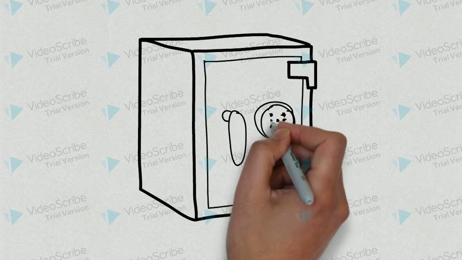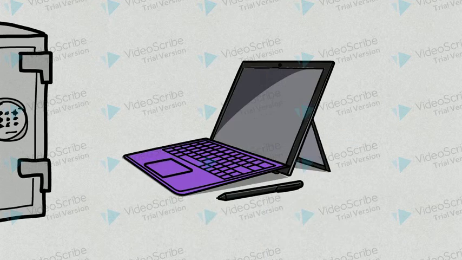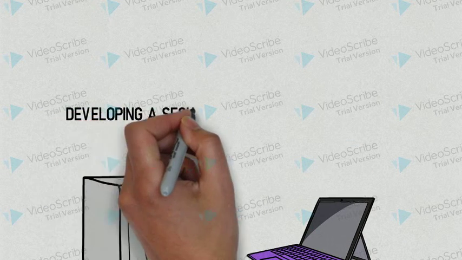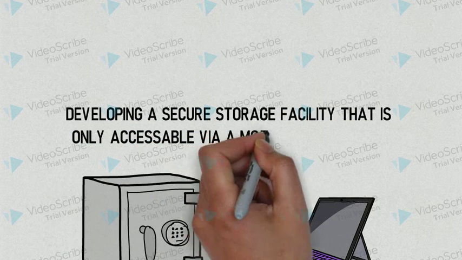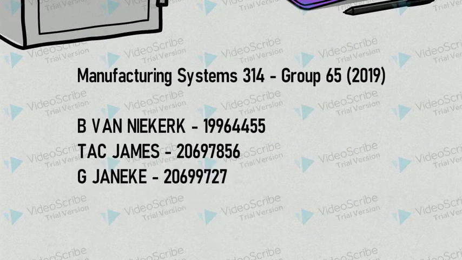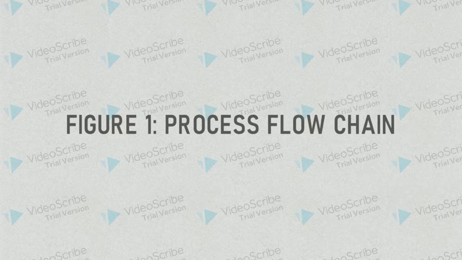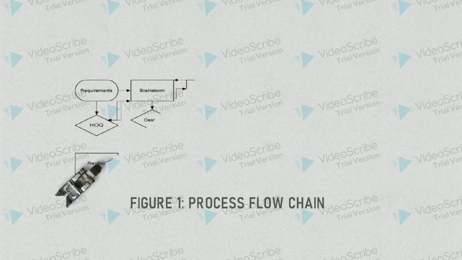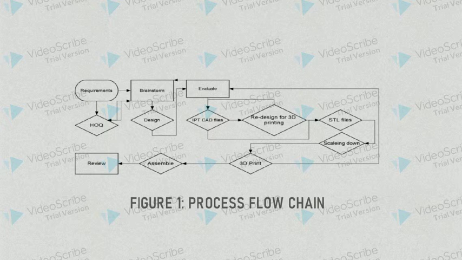Our group was asked to design a safety storage facility that uses the MQTT access system to be able to open the electronic lock of the storage facility. The focus of this video will be largely on the process flow chain, starting from the client requirements. Following the process, it will end with the fully assembled 3D additive manufactured prototype.